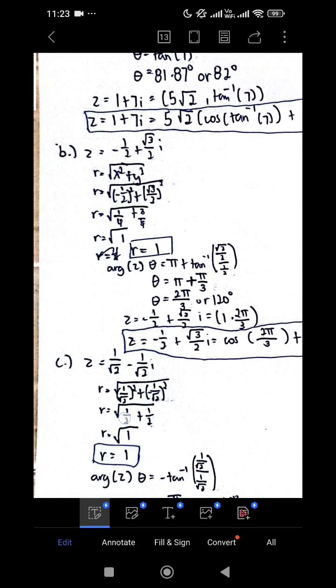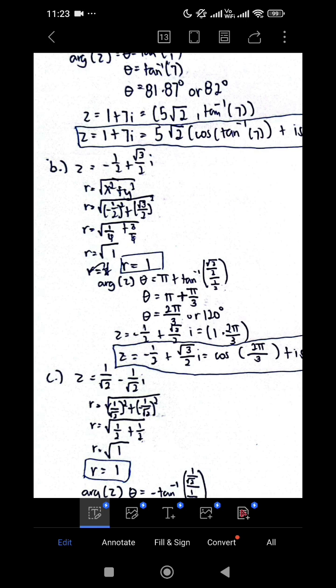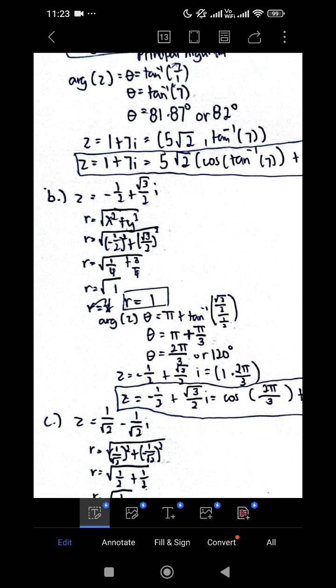Then letter B is just the same, so z is equal to negative 1 over 2 plus square root of 3 over 2 i. Then substitute, so we get the square root of negative 1 over 2 squared plus square root of 3 over 2 squared. We will get 1/4 plus 3/4, and we will get 1. So r is equal to 1.